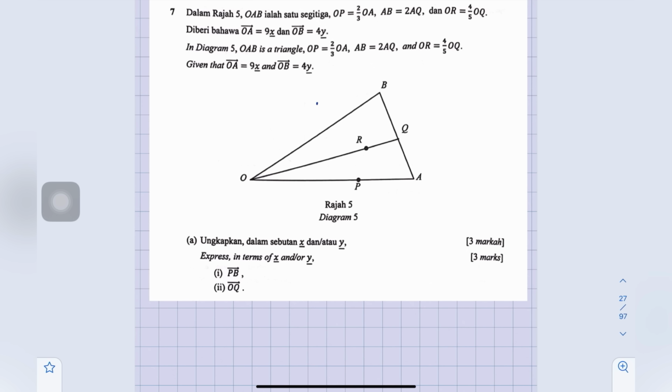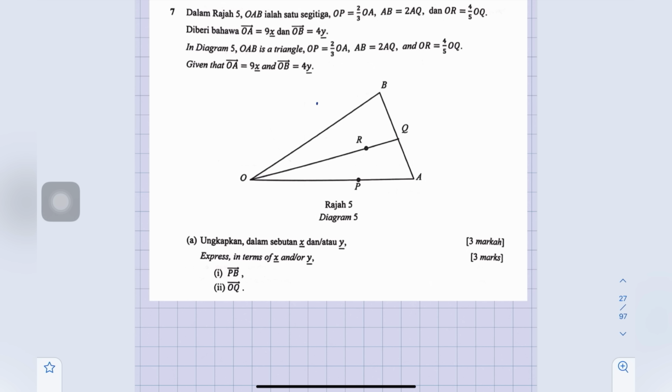Number 7. In diagram 5, OAB is a triangle. OP equals 2 over 3 OA, AB equals 2AQ, and OR equals 4 over 5 OQ. Given that vector OA equals 9 vector x and vector OB equals 4 vector y. (a) Express, in terms of x and y, vector PB and vector OQ.